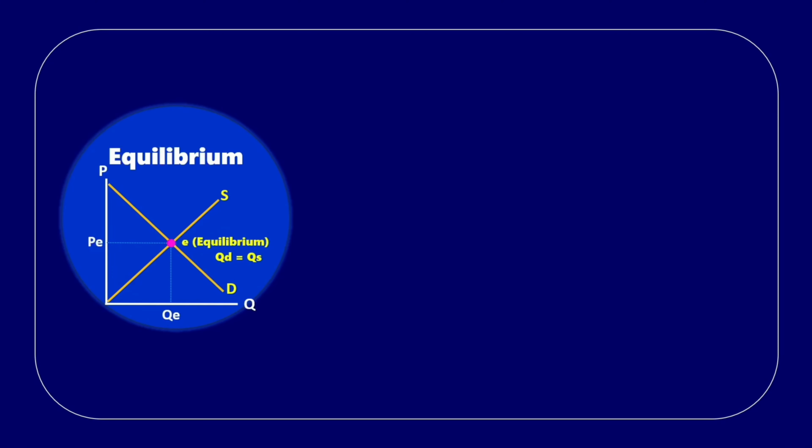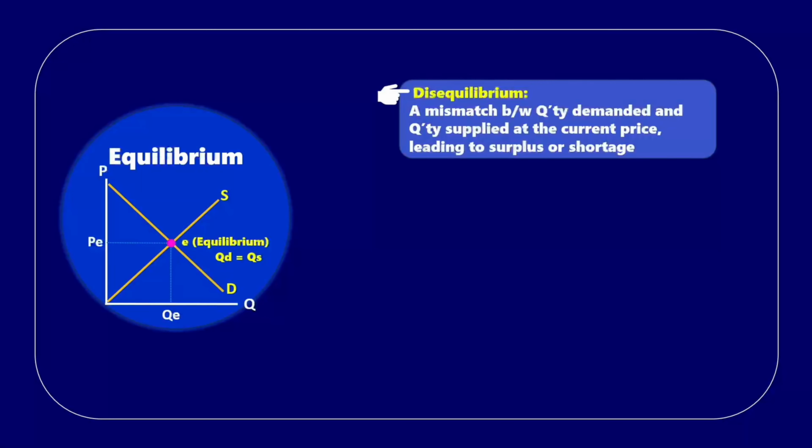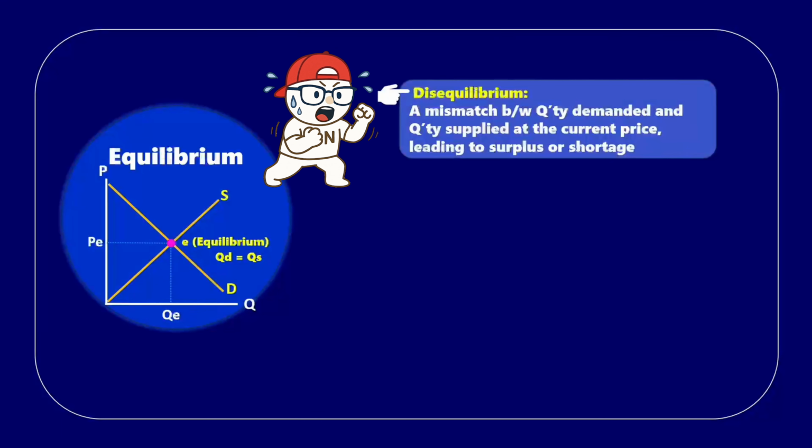Buyers are satisfied and sellers are also satisfied, and that price is the equilibrium price. But what happens when a market is not at equilibrium? We call it disequilibrium. And disequilibrium just means the quantity demanded does not equal the quantity supplied.